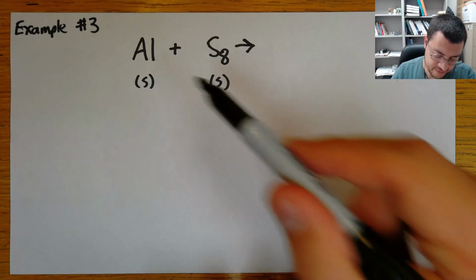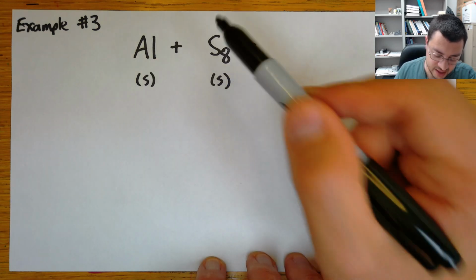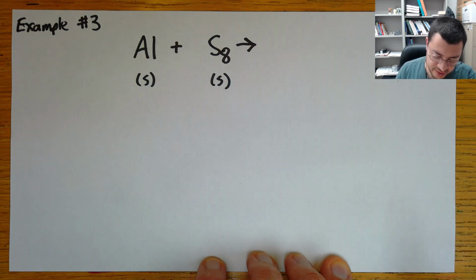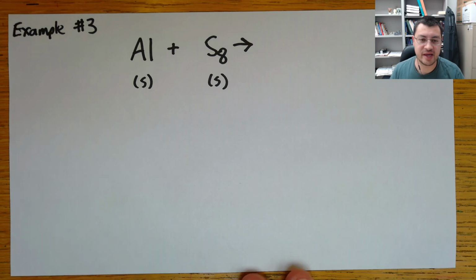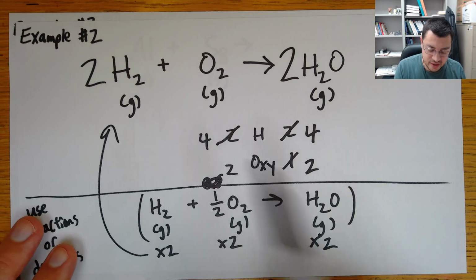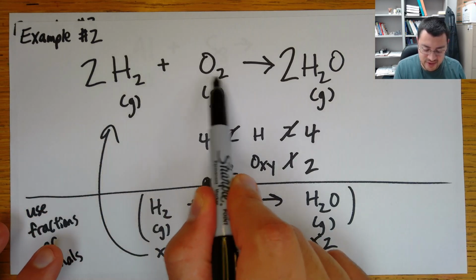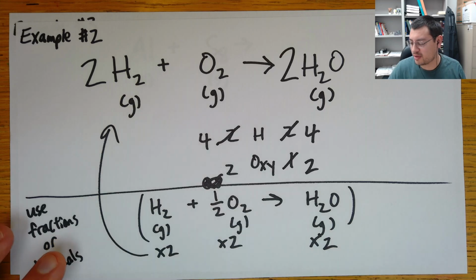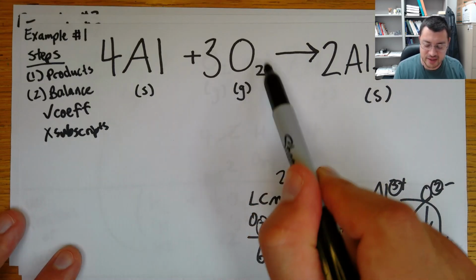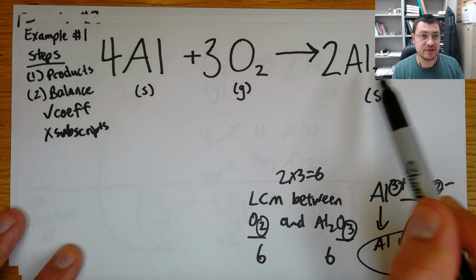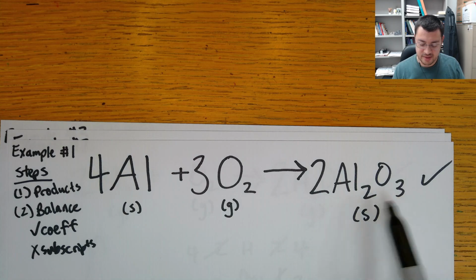Example 3, we have elemental aluminum being reacted with elemental sulfur. Sulfur is one of the few elements that will have 8 here in its elemental state for the yellow sulfur. So we need to react this. It's otherwise going to be a very similar process to the other examples where you have elements with some subscripts, but really we don't even care about those subscripts. Like here we had an oxygen with a 2 on it, but I wasn't even thinking about that 2 at all in terms of trying to find the subscripts in the products.